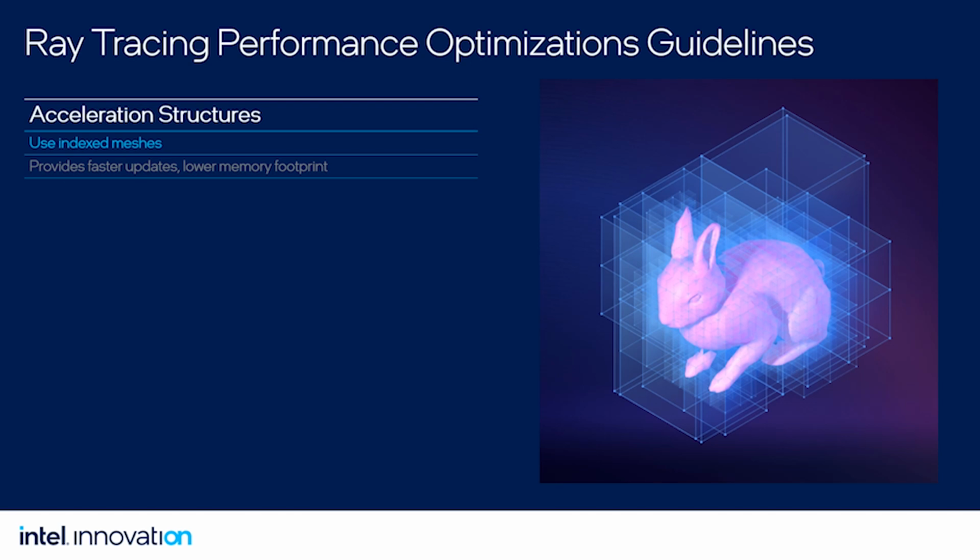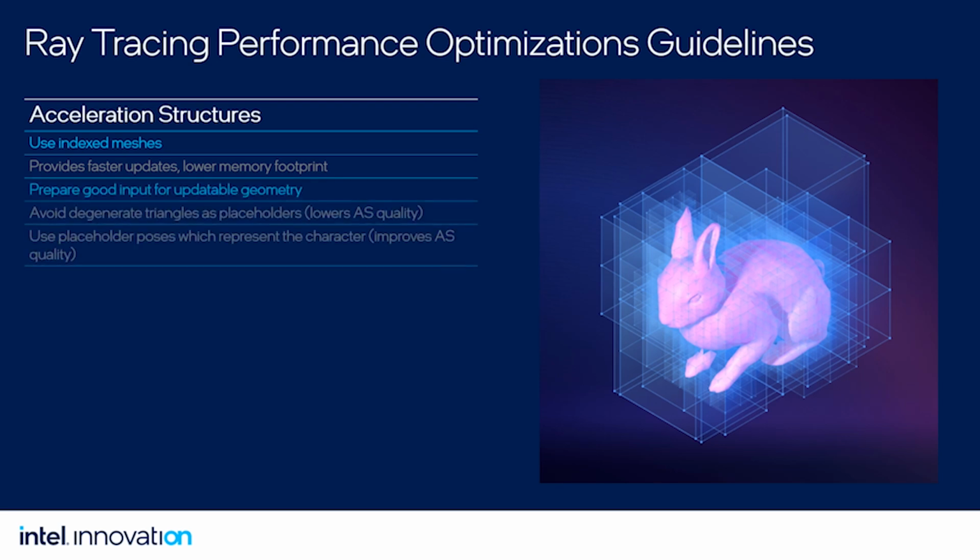Indexed meshes are an important approach that allows the reduction of memory usage while providing faster updates. This optimization maximizes memory usage by using indices. Next, it is crucial to prepare good input for updatable geometry. When dealing with dynamic objects, we want to avoid using degenerate triangles as placeholders, as these can degrade the quality of the acceleration structure. Instead, the placeholder poses should accurately reflect the character or object, which improves the quality.